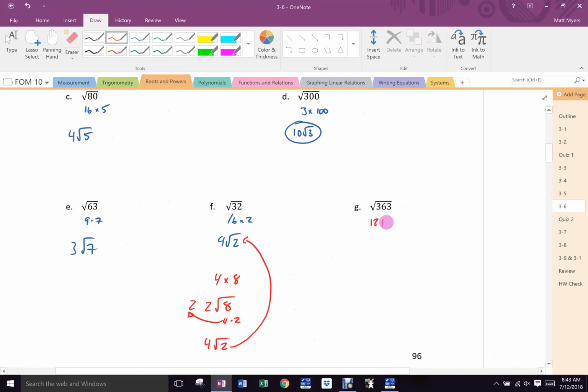Yeah, it's 121 times 3. What's the square root of 121? 11 root 3. Can everybody do the easy ones? Everybody? Everybody can do these when they're simple like this. Do you think it changes in any way? No.